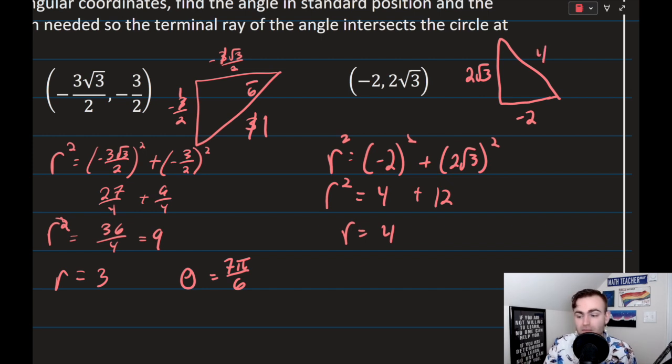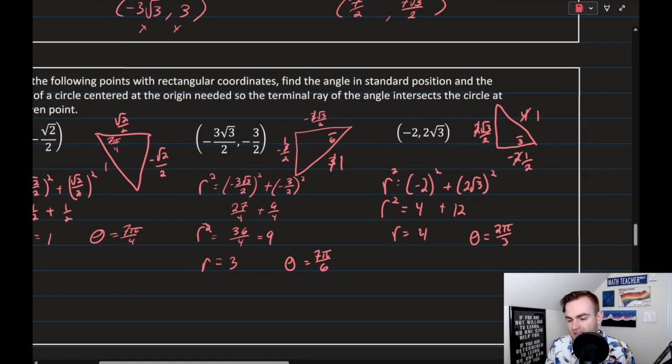So let's divide everything by 4. Divide everything by 4, we get 1 over 2 over 2. So that is taller than it is wide, which means it's a denominator 3 angle. And the one in quadrant 2 would be 2/3. So we want an angle of 2 pi over 3.